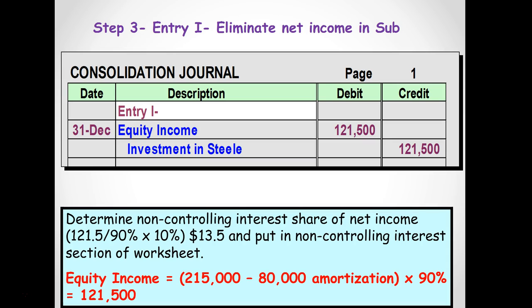So we know that we're going to take the equity income minus the amortization times 90%, and then we're going to take the same thing, the 121, or we should just take the net income, and we assign 10% to the non-controlling interest. Just the way I did it here is I took the 125 divided by 90 times 10. That's another way you could do it.